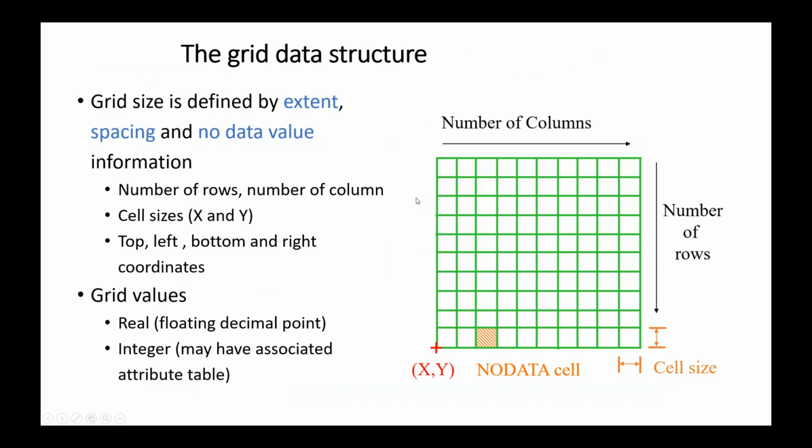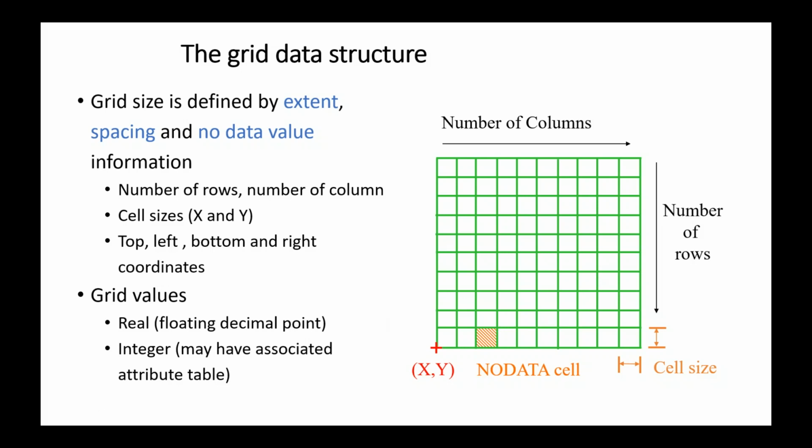So, the grid data structure. A grid is defined by its extent, the number of rows and number of columns, the spacing or the cell size of those individual columns, the top left and bottom right coordinates, positioning where that is in space, as well as how no data values are encoded. And again, the values that are included in a grid can be real numbers or integers.